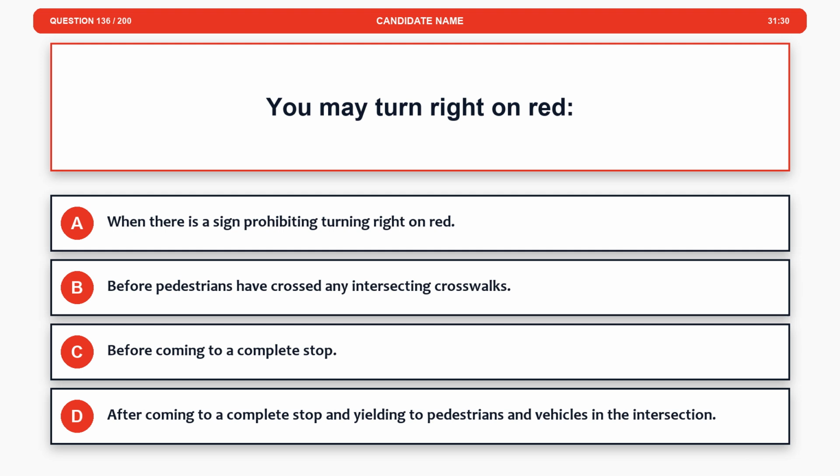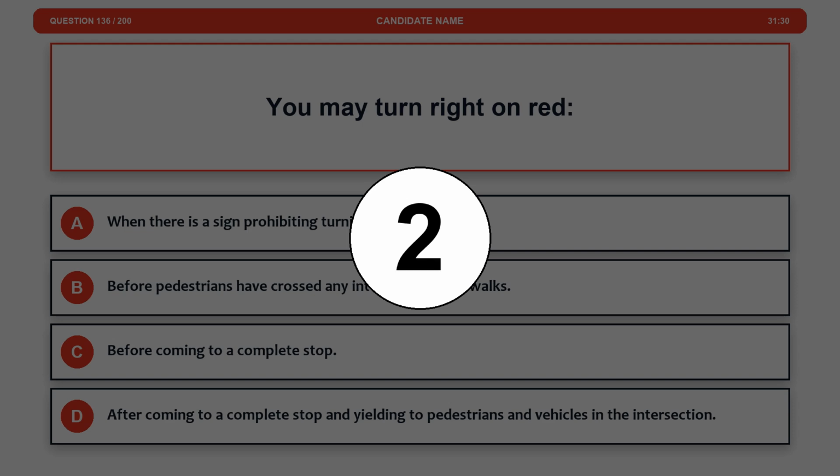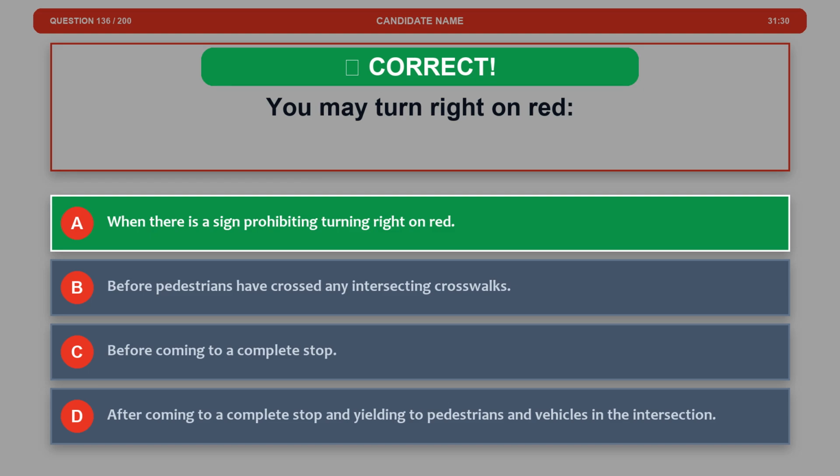Question 136. You may turn right on red. Option A, when there is a sign prohibiting turning right on red. Option B, before pedestrians have crossed any intersecting crosswalks. Option C, before coming to a complete stop. Option D, after coming to a complete stop and yielding to pedestrians and vehicles in the intersection. The correct answer is option A. When there is a sign prohibiting turning right on red.